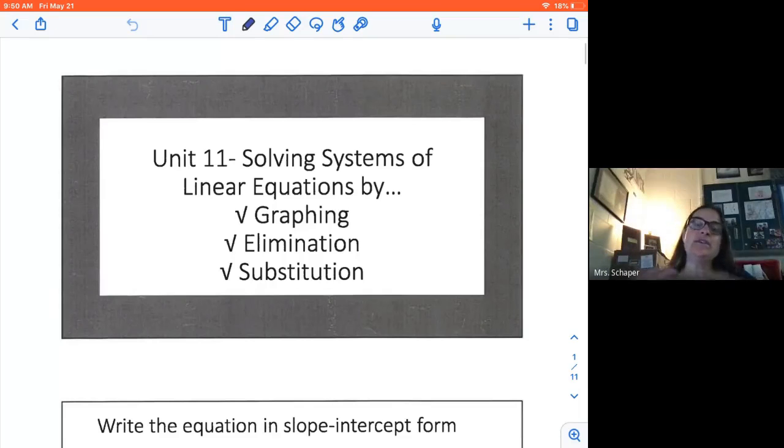Mathematicians, we are getting started with Unit 11, and Unit 11 is about solving systems of linear equations, and we're going to use three methods. We're going to graph, we're going to eliminate, and we're going to substitute. Today's focus is to really remember and refresh our memory how to graph linear equations because it has been a little bit. So that's what we're going to be working on today.